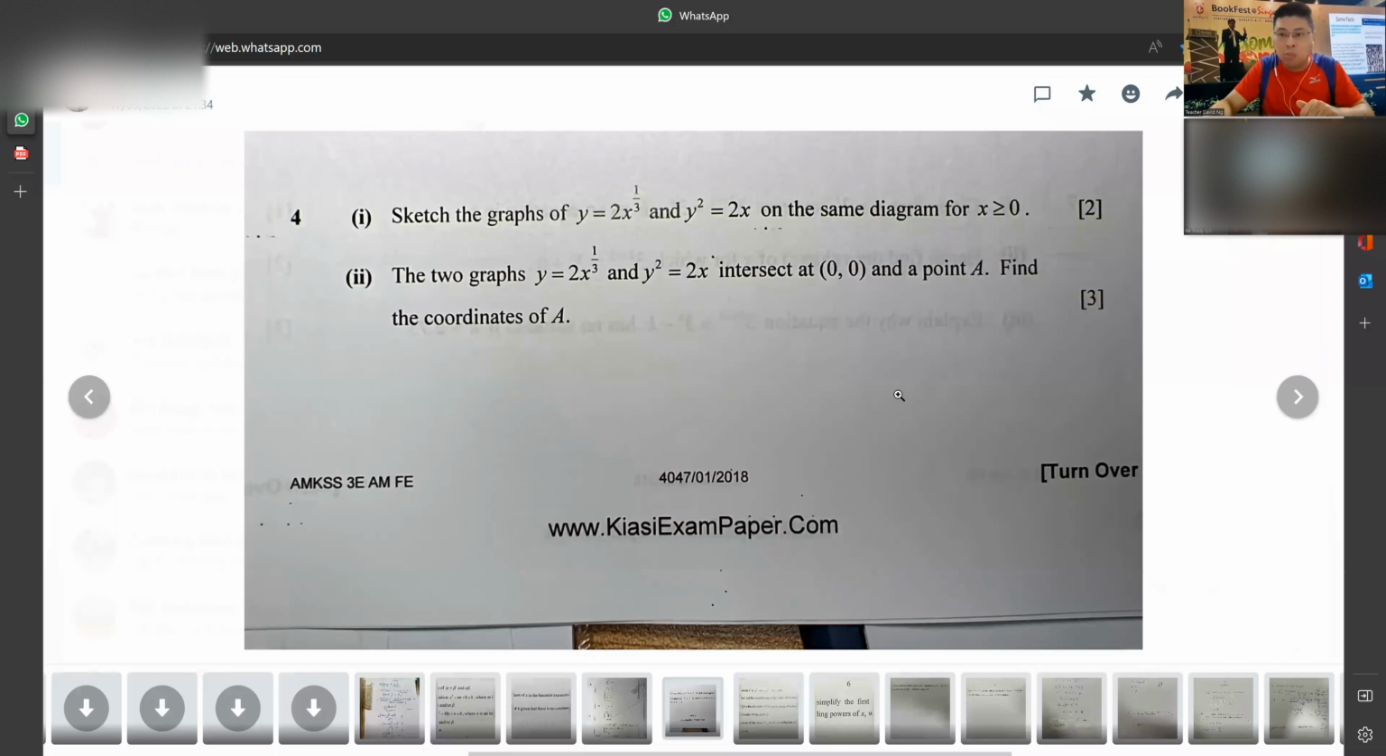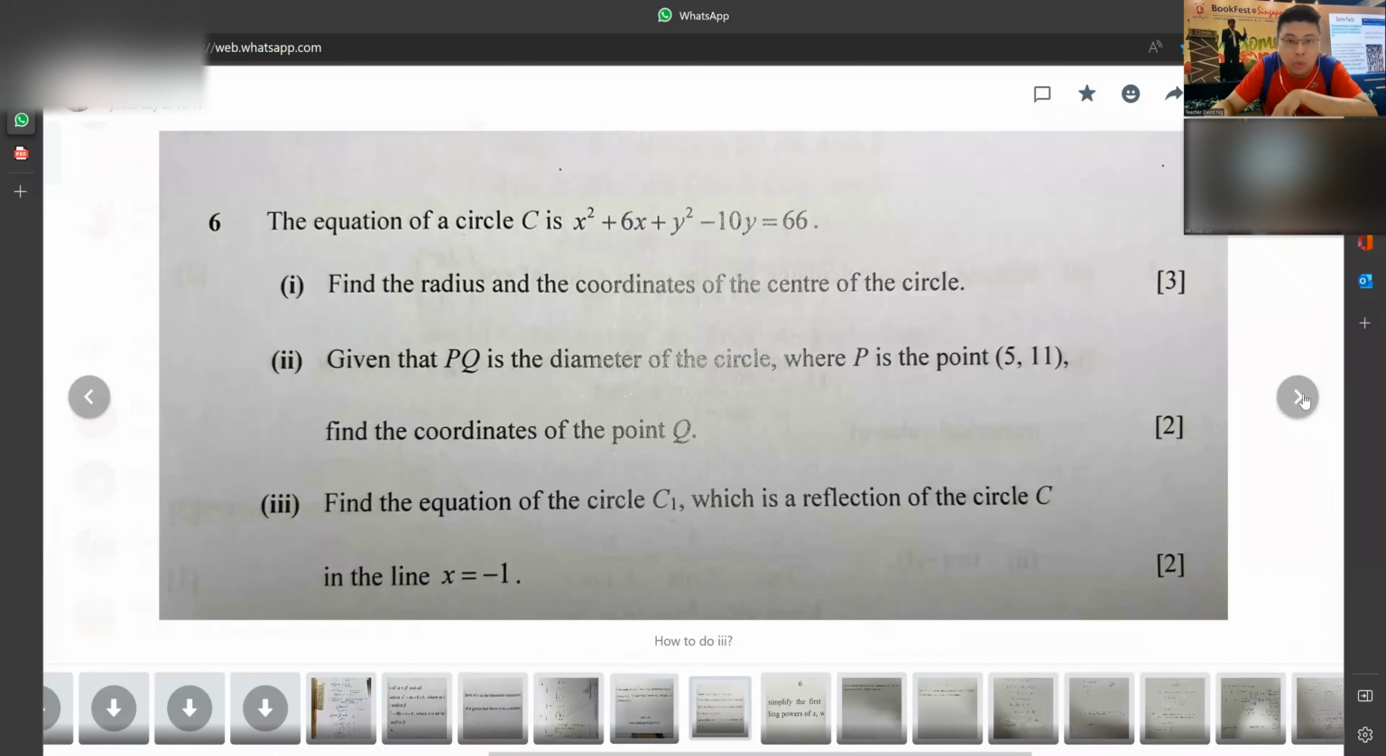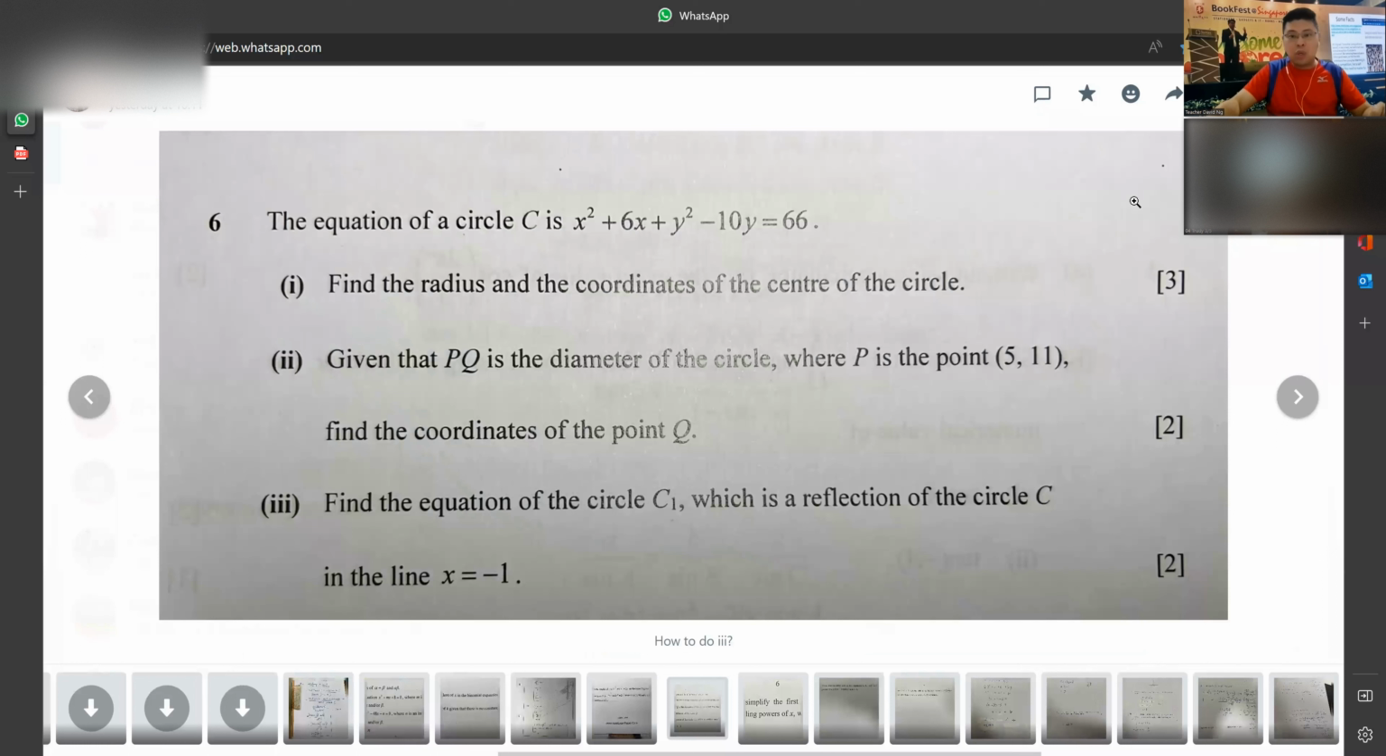The first question that I'll be going through, probably not this question, this one we went through already. It says that the equation of circle is x squared plus 6x plus y squared minus 10y equal to 66. For this kind of question, you can actually complete the square to get your answer. I believe you already have completed your square and got your answer, and the radius is 10, center is minus 3, 5, correct?